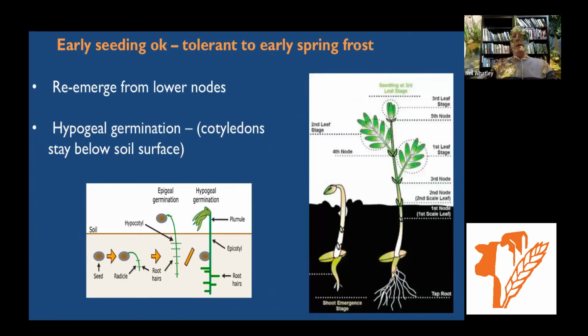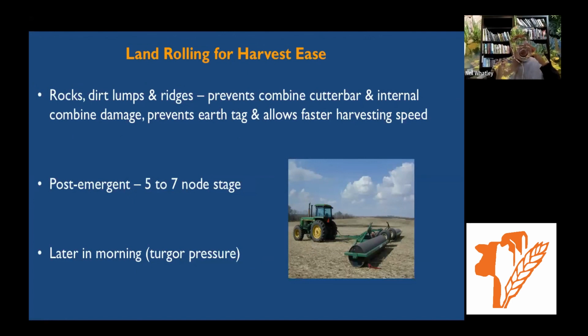Early seeding is okay. It's tolerant to early spring frost. So it's just like pea, it's going to reemerge from the lower nodes. See on the right-hand side, that diagram, there's a node right at the soil surface, and there's a node just below between the seed, the cotyledon at the bottom that it's growing from, and the soil surface. So it will come back. When you get a frost, it'll come back from one of those two. Land rolling, it's pretty much the same as pea, except you can go a touch later, 5 to 7 node stages.